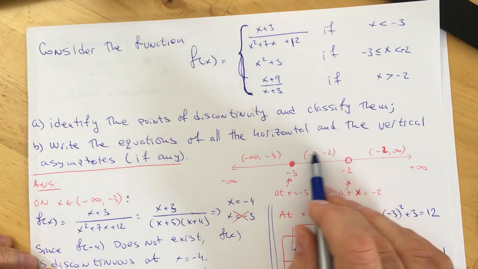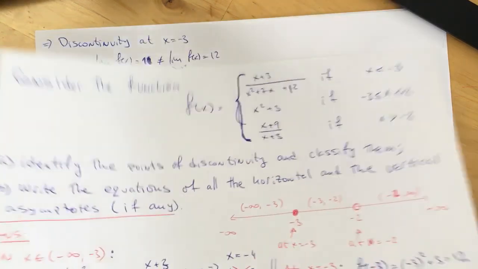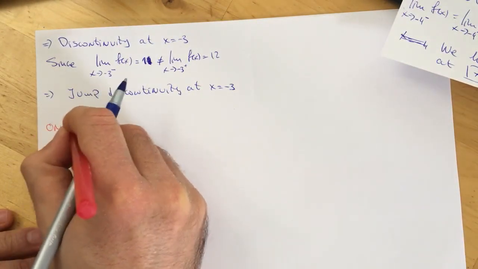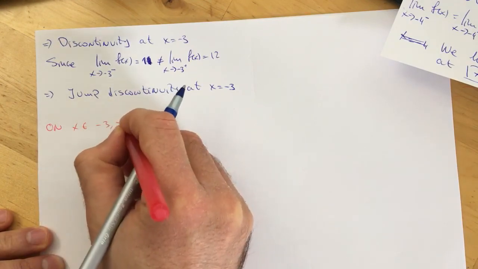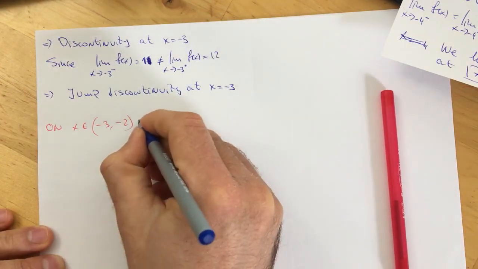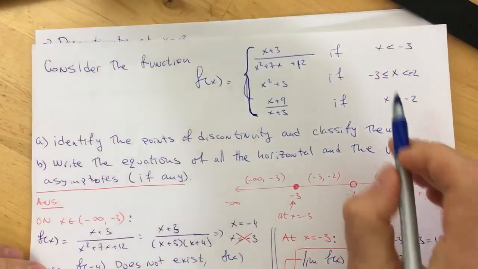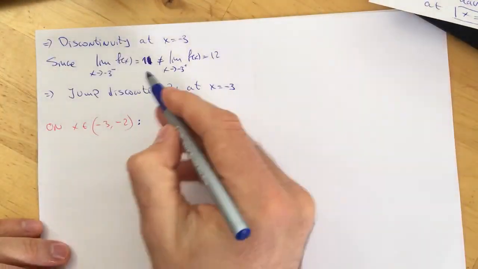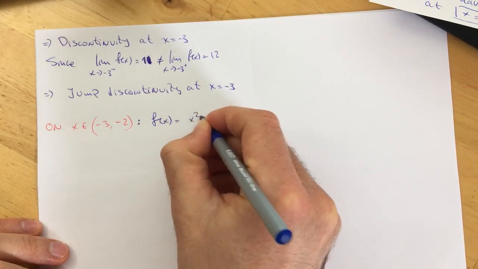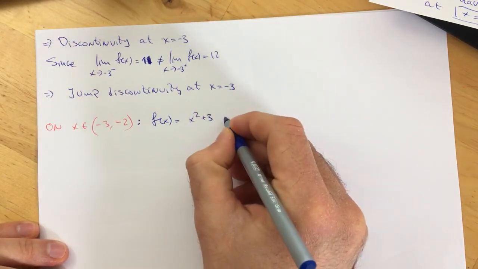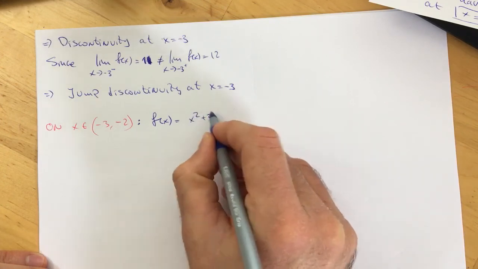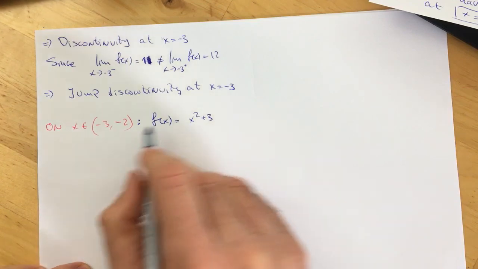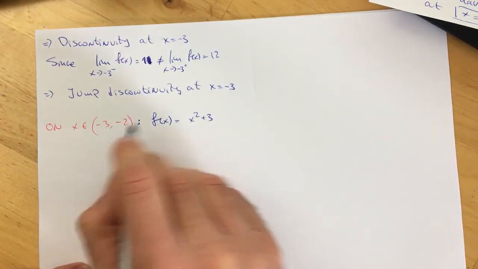Now we discuss what happens on the interval from negative 3 to negative 2. When x is between negative 3 and negative 2, f of x is x squared plus 3. And as a polynomial, this is continuous on R, on the interval from negative infinity to positive infinity, so that means it's definitely continuous on this interval.